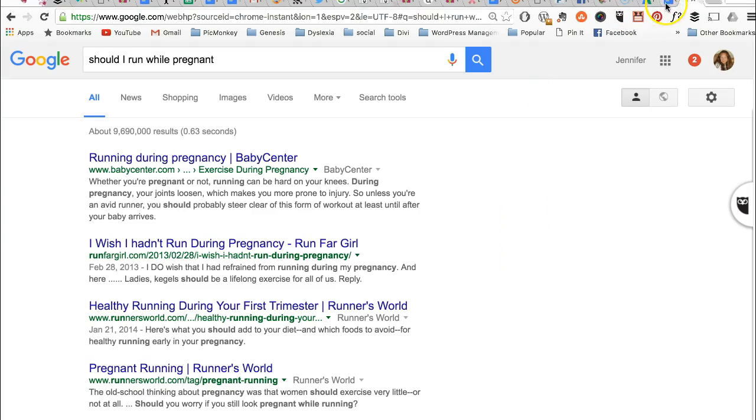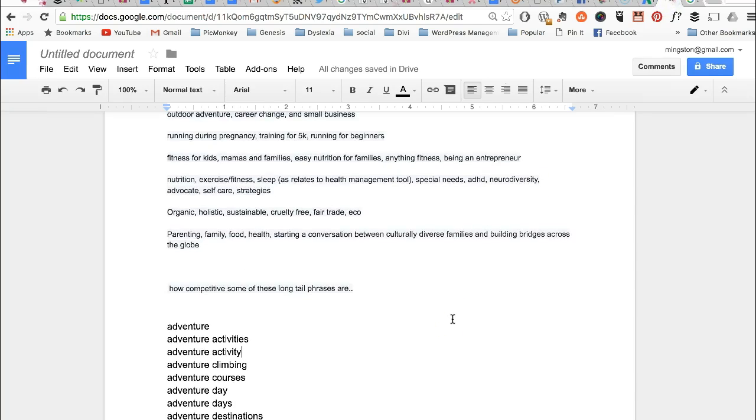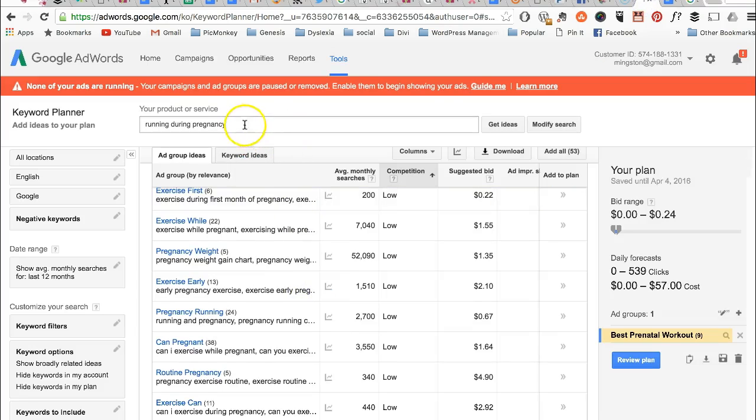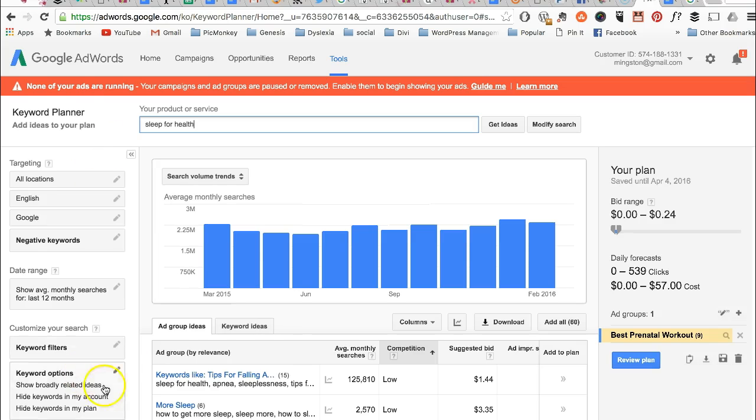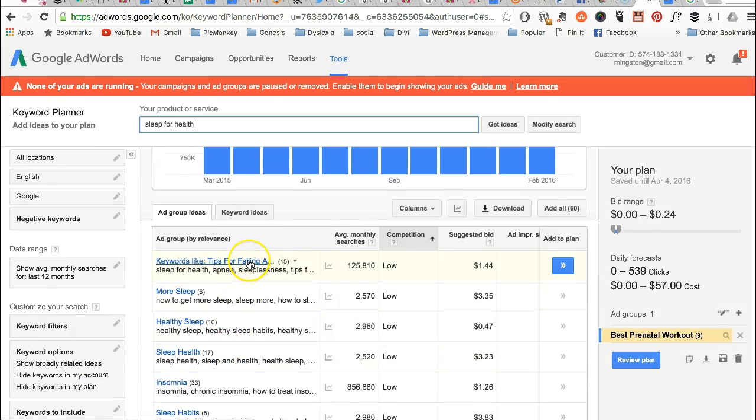And let's try just another one really quick. So here's one. I thought about using this one, sleep for health management, and see what happens when we do that. So I'm just going to put in "sleep for health" and see what happens here. So keywords like "sleep for health" and all of that. Also, by the way, with the running thing, it's basically saying versions of these keywords.